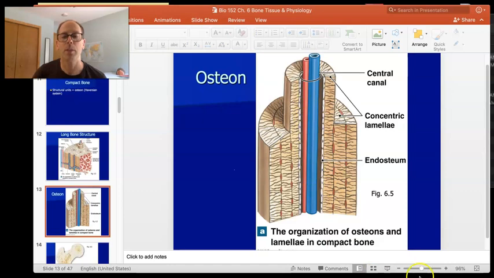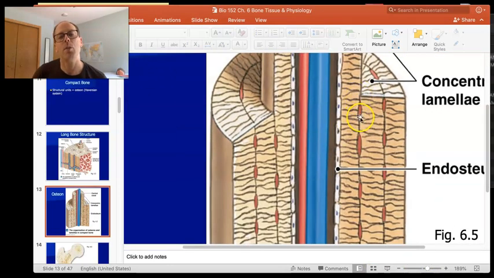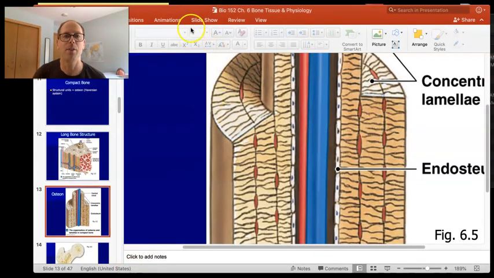Now, if you look up really close, I'll zoom in here. In between the lamellae, you have these spaces here. So here are my lamellae, and you have these spaces. In those spaces, you have these structures that are called lacunae. Lacunae means cave, and it's where these bone cells called osteocytes sit.